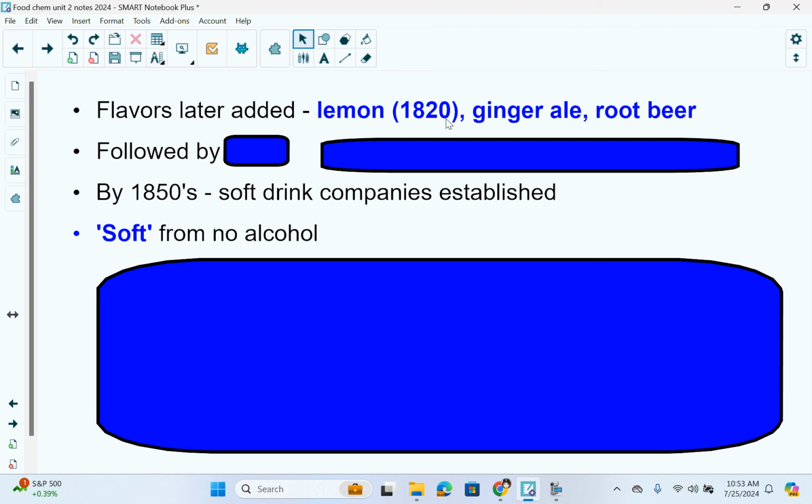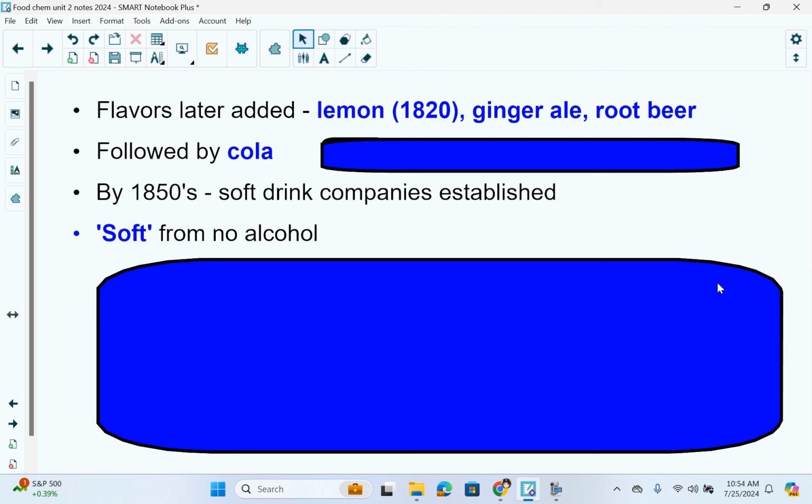Lemon was the first flavor around 1820, and then we have ginger ale and root beer. So these are your oldest flavors and sodas. It was followed by cola. By the 1850s, soft drink companies had been established, and the word soft is coming from the fact that there is no alcohol. These were soft drinks.